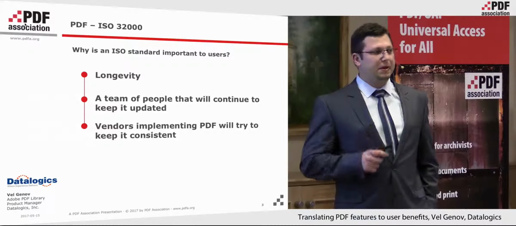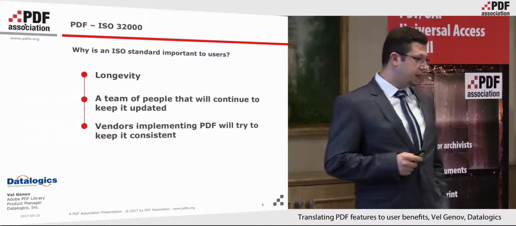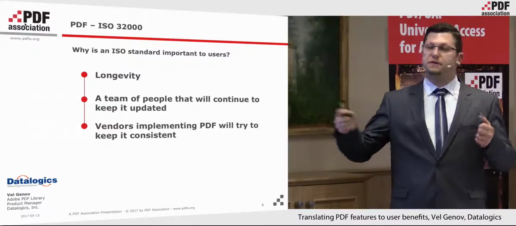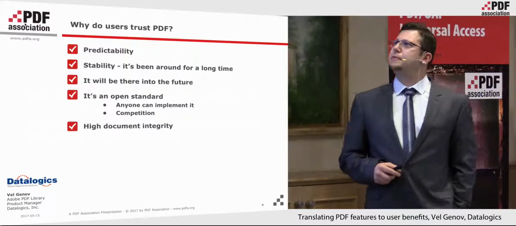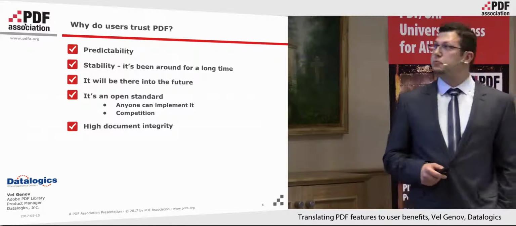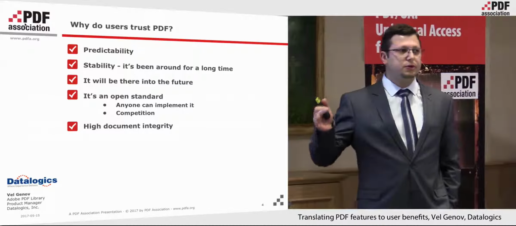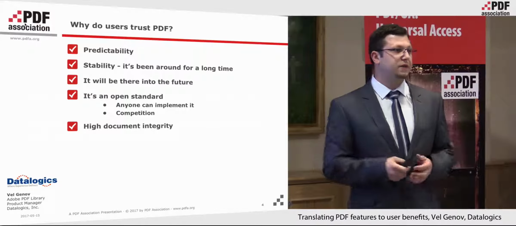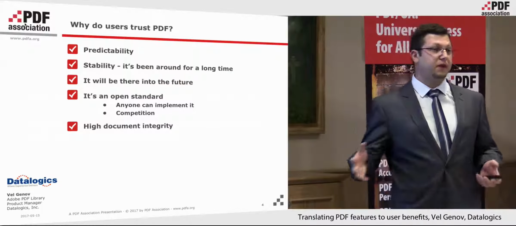And it's also an open PDF standard. That means that vendors implementing PDF will try to keep it consistent. There is a standard, it's defined, and people will try to actually follow it. How does that really benefit businesses? Well, that makes PDF pretty predictable. As I mentioned, it's been around, and it's going to be around. That really reduces risk for businesses. So businesses can trust PDF as a standard. They can trust that it's going to be available for their usage.